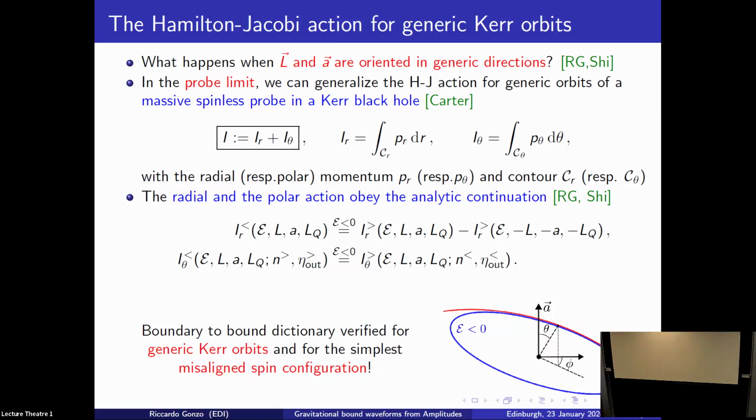Can I have a naive question? What is happening here functionally? You have the functional form of IR for unbound orbits. Yeah. Then you get the functional form for bound orbits on the left. Yeah. And in all of this, you substitute.